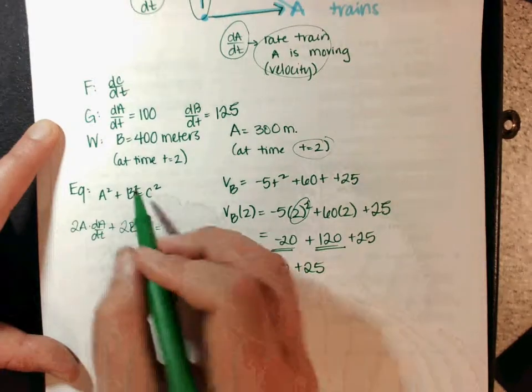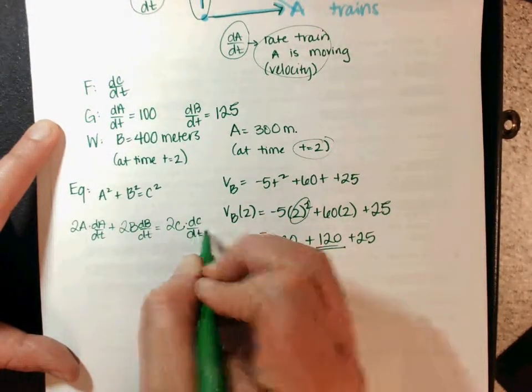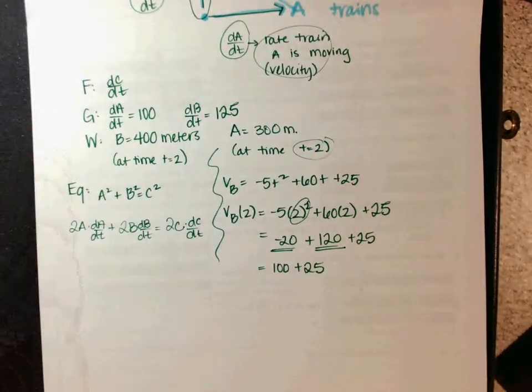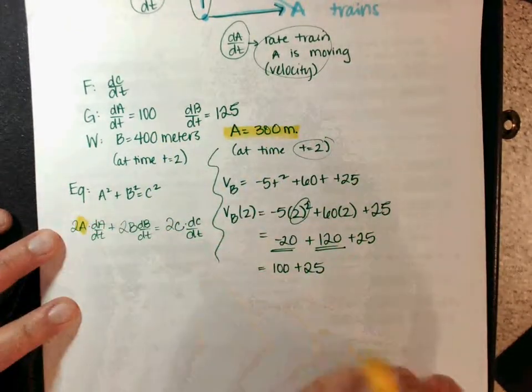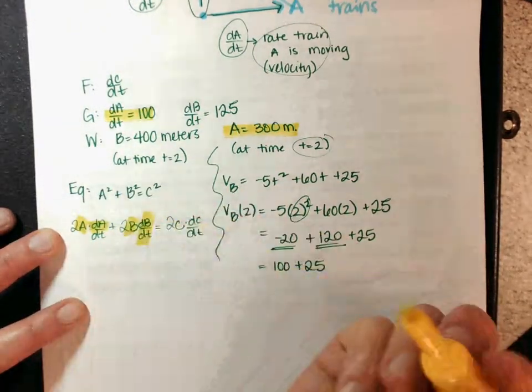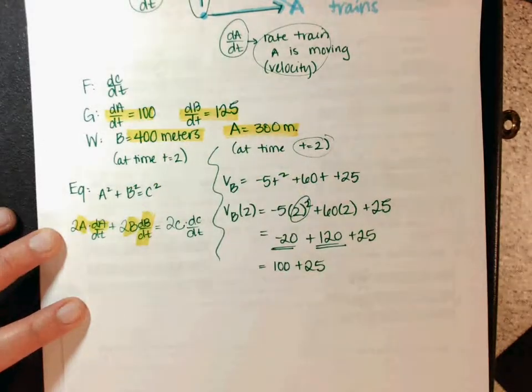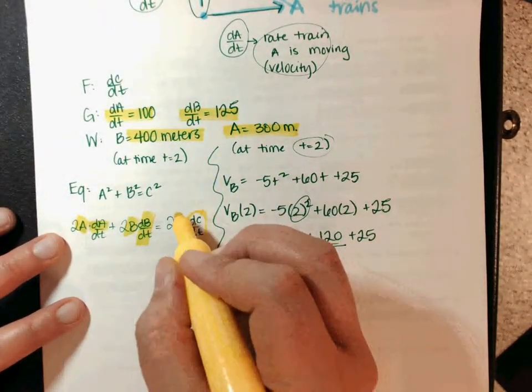And then the derivative of C squared is 2C dC dt. Now, as I'm going back and looking through that, I want to make sure that I have all the stuff that I'm supposed to have. So, I know A, it's 300. I know dA dt, it's 100. I know B and dB dt, okay, 125 and 400. I want dC dt, but I don't know C.